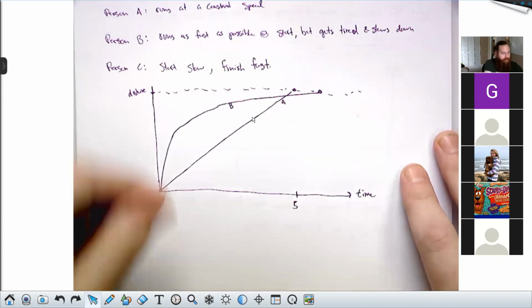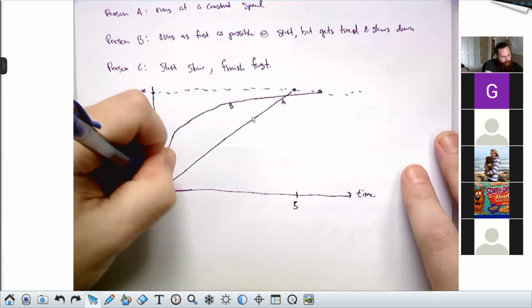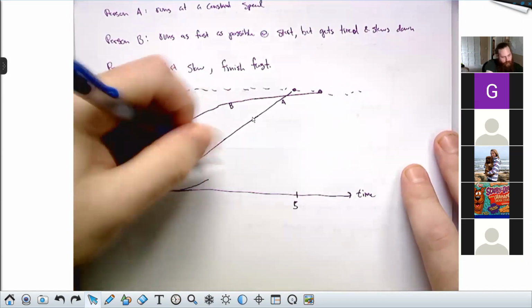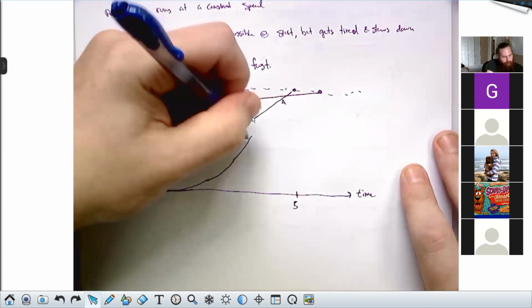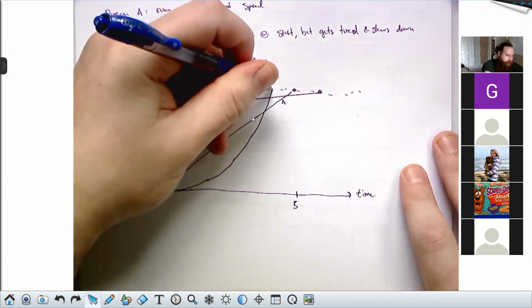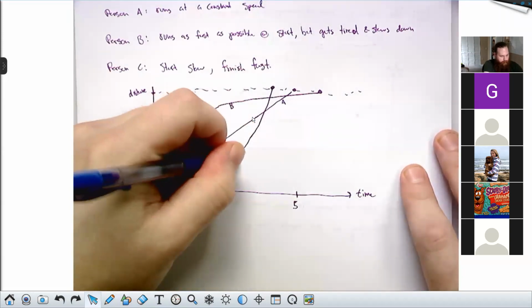And person C, they start off super slow, like barely moving at all, light jog maybe. And then they pick up and they pick up and they pick up and they go faster and faster and faster. So here's the graph for person C.